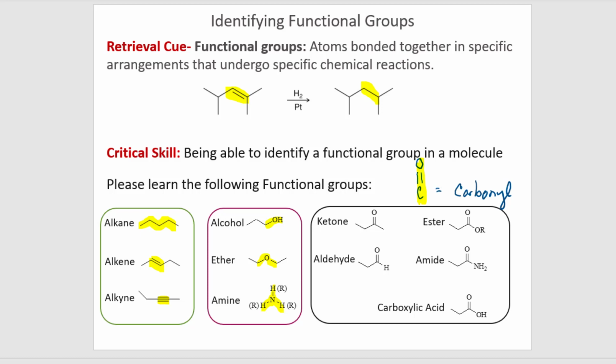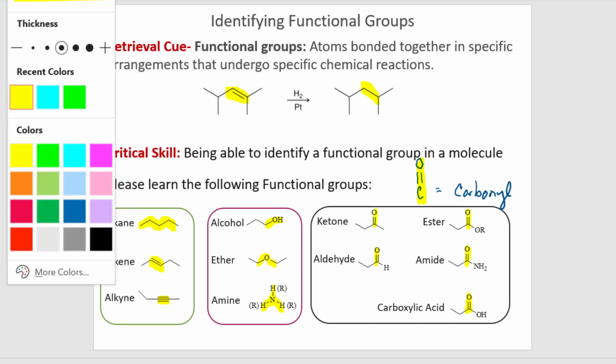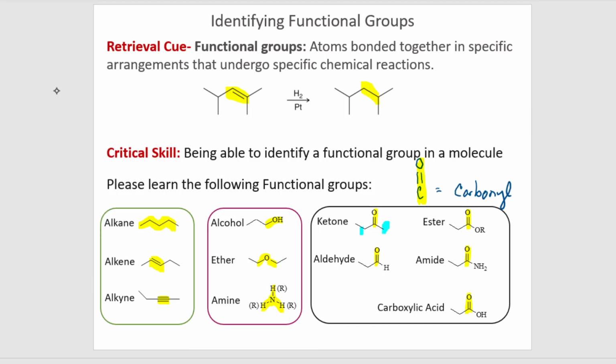Now there are different types of functional groups that have carbonyls. Notice that I've got a bunch of functional groups here that all have a carbonyl in them. Carbonyl, carbonyl, carbonyl. But each one of those carbonyls is a different functional group. When the carbonyl is flanked by two carbons, it is a ketone.